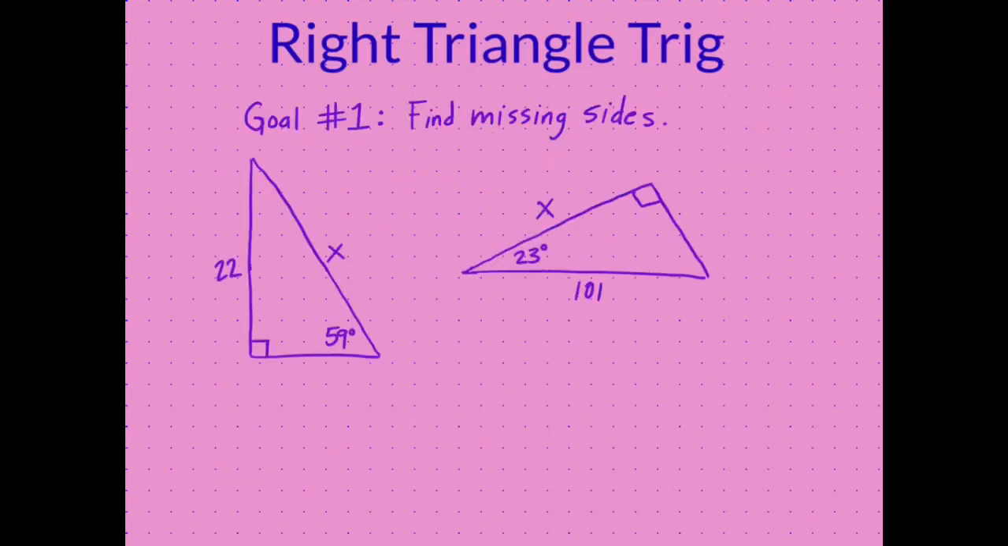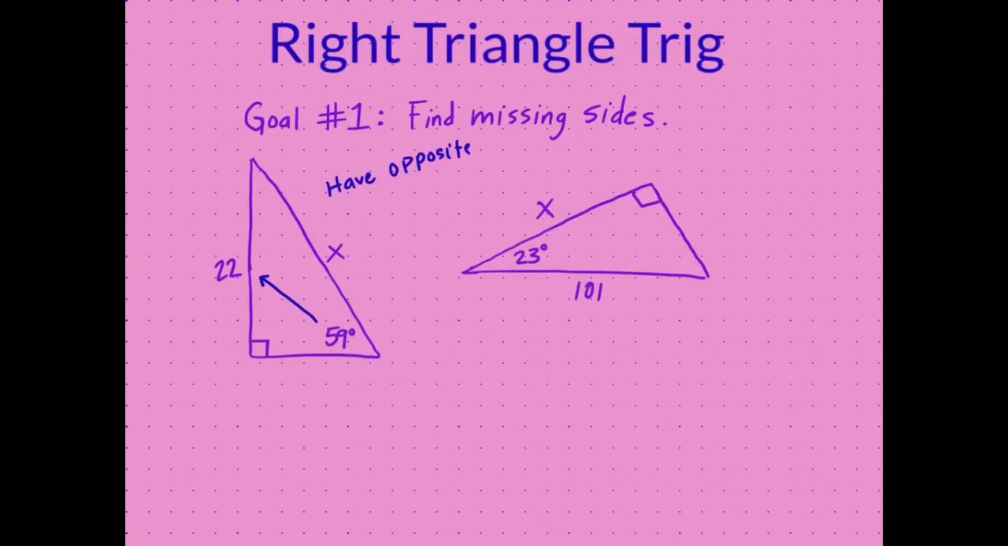Okay, so our first goal is to find missing sides. Now, you've found sides with, like I said, the Pythagorean theorem, but now we are given one side and one angle, and we want to find the missing side. So the first thing you need to do is choose a ratio based on what you have and what you need. So I have the opposite side, meaning if I go to the 59, the 22, the number I have, is opposite of the 59.